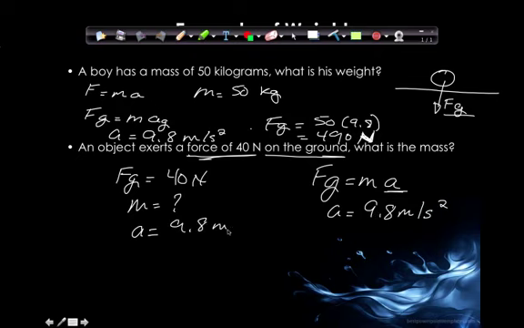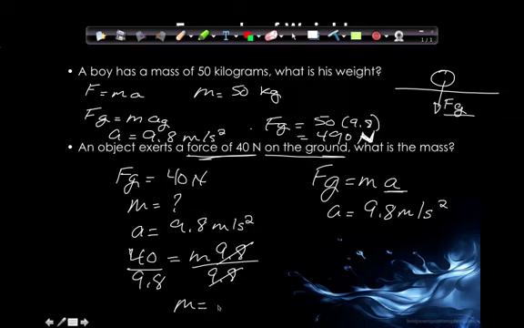So acceleration is 9.8. We know that force due to gravity is equal to mass times acceleration. So let's go ahead and plug it in. 40 newtons is equal to the mass, which is unknown, multiplied by my acceleration, which is 9.8. Divide both sides by 9.8. I get my mass, which is 5 something, I believe.